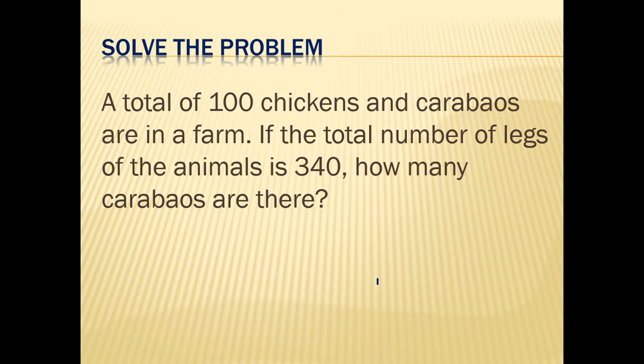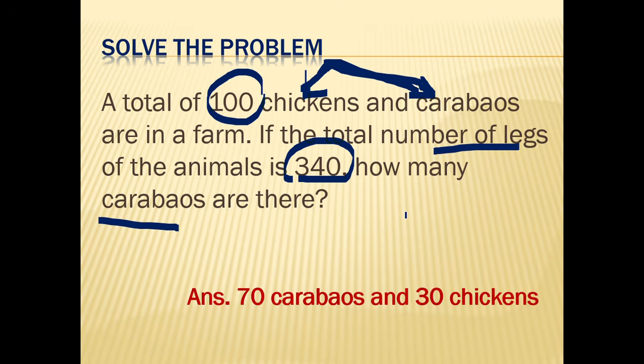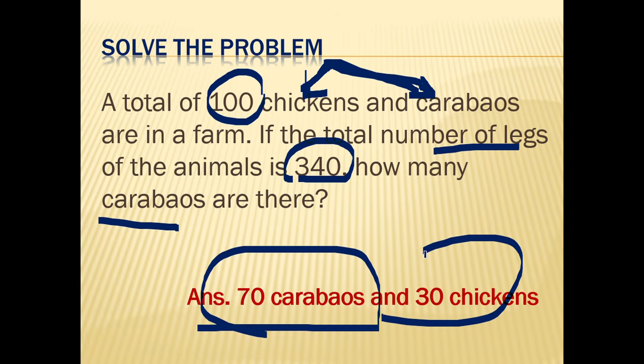Ito. A total of 100 chickens and carabaos are in a farm. So, if the total number, ito ha, combination of chicken and carabao. Yan, 100 na to. Ngayon, pag inadd natin yung total number of legs nila, we have 340. Ang tanong, how many carabaos are there? Kasi hindi pwedeng ko natin yan, di ba? So, pwede tayo manghula. Kaya lang kasi, yung paghuhula natin, ipuprove natin, di ba? So, ang tama daw sagot dyan, 70 carabaos and 30 chickens. Eh, hindi mo naman pwede kagad yan ang hula mo, di ba?